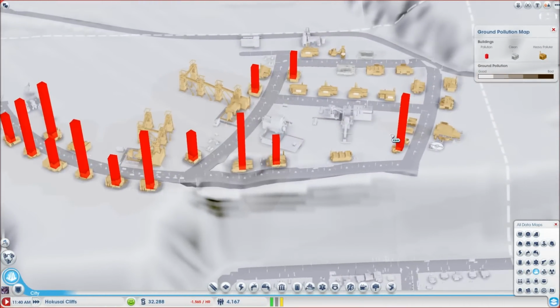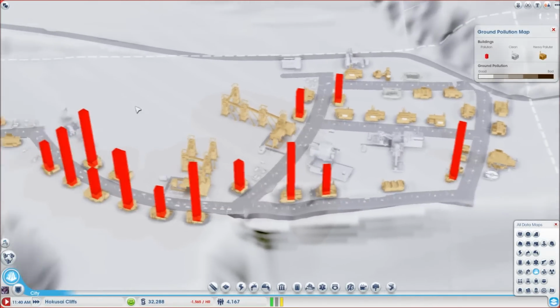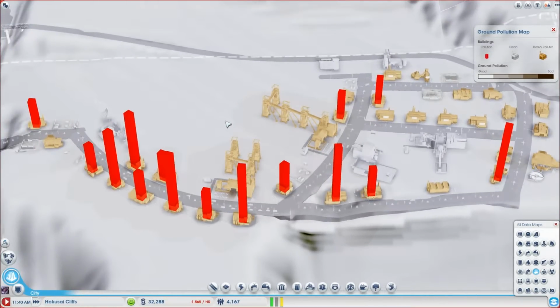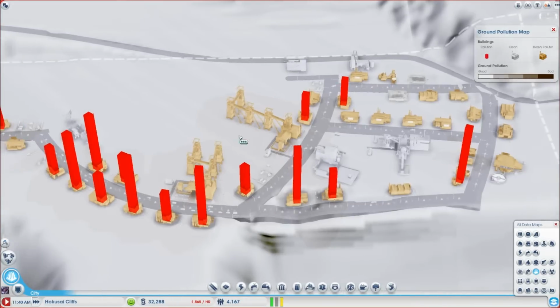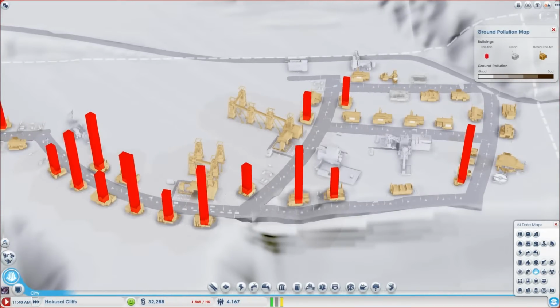Ground pollution map, typically your sewage outflow pipe is going to be the strongest ground polluter you've got, in addition to garbage dumps. Factories naturally create ground pollution as well. They're pretty much just bad for the environment in general, but they are a must.